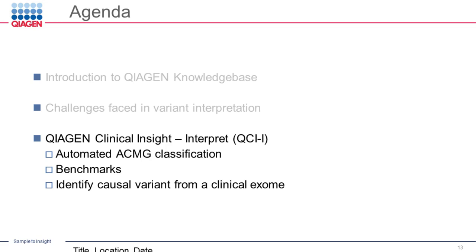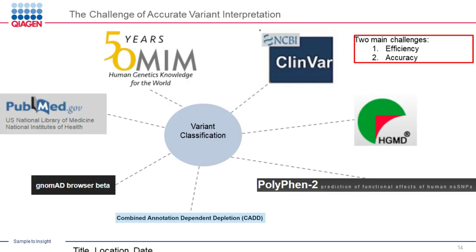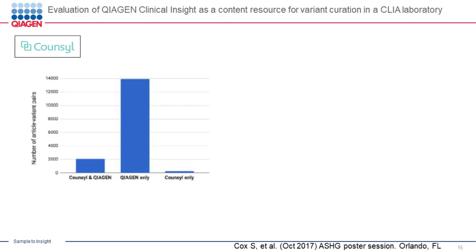So now that I've introduced the Qiagen knowledge base and how the content is used to automatically classify variants, let's look at some benchmarks that show how QCI addresses the major challenges faced in variant interpretation. I mentioned in the beginning that there are 2 main challenges faced by the variant scientists or geneticists in mining and utilizing all available information to classify variants. Now I'll touch on a couple of benchmarking studies that demonstrate how Qiagen Clinical Insight addresses these challenges of efficiency and accuracy. So first, we'll start with efficiency.